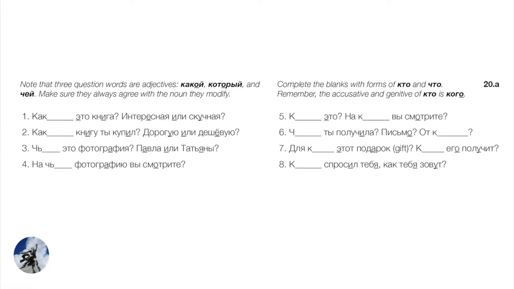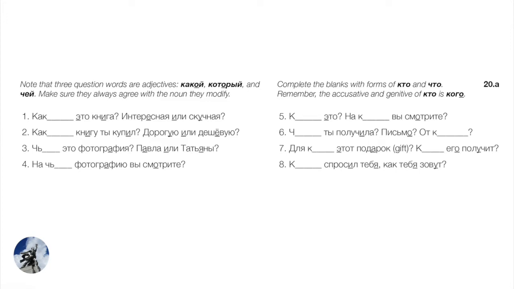What has she received? A letter. Okay, что, right? Now remember, that's inanimate. So что is the nominative form of that question word and also the accusative, right? So here we're using it in the accusative. What did she receive? Что. It remains что. Письмо, right? Did she receive a letter? From whom? Okay, now remember, what requires the genitive. Genitive of кто is кого, right? От кого. От кого она получила письмо? From whom did she receive a letter?